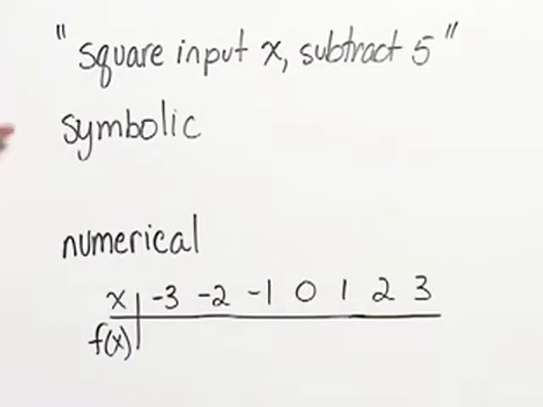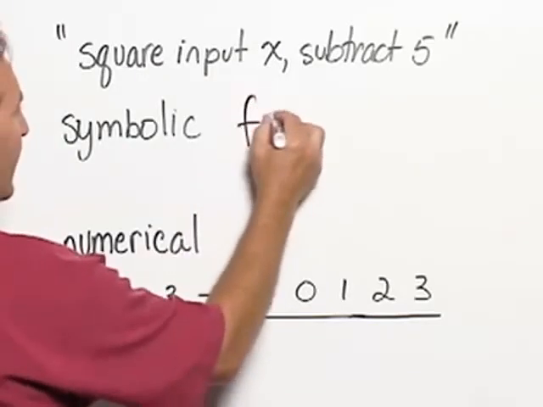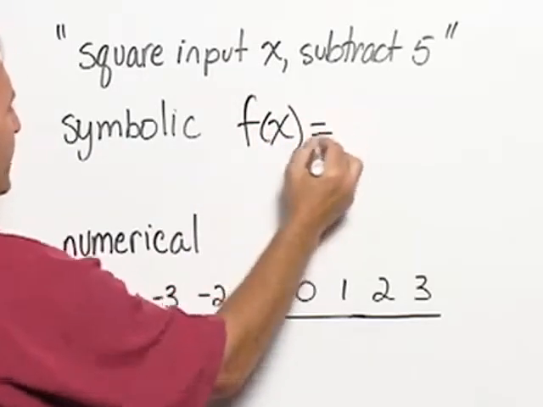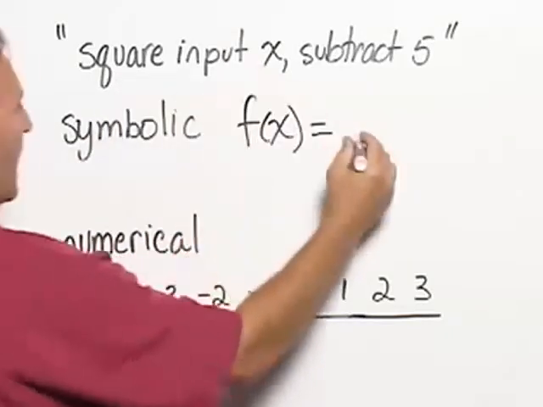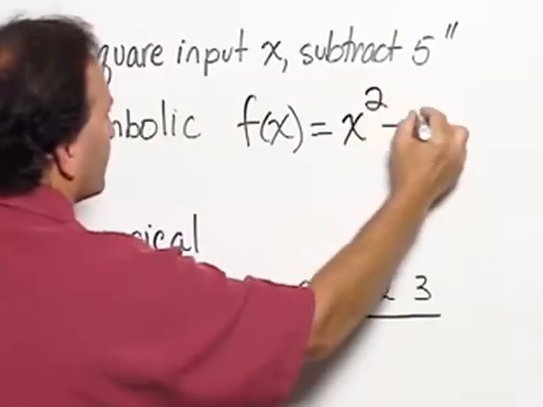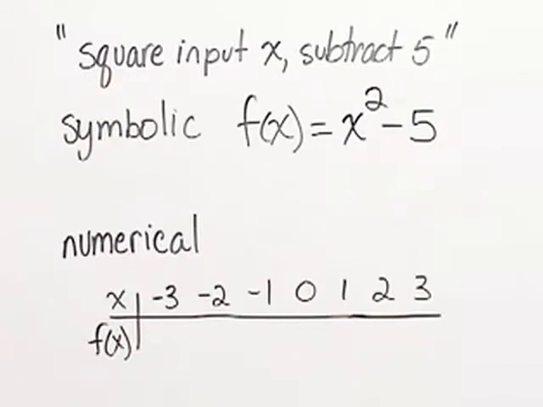So let's start with reminding that it's square input x and subtract 5. And we want to write the symbolic version of that, or symbolic representation. So we would start with f of x, and that equals square x, and then subtract 5. So f of x equals x squared minus 5.